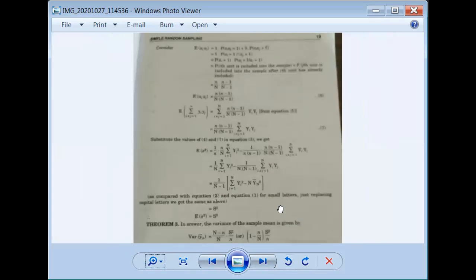Now this entire formula, 1 by capital N minus 1 summation i equal to 1 to capital N yi square minus capital N into y bar N square, this entire formula is equal to capital S square. So capital S square is the population variance. So expectation of sample mean square is equal to population mean square. Expectation of sample mean square equal to population mean square. So this is another theorem.